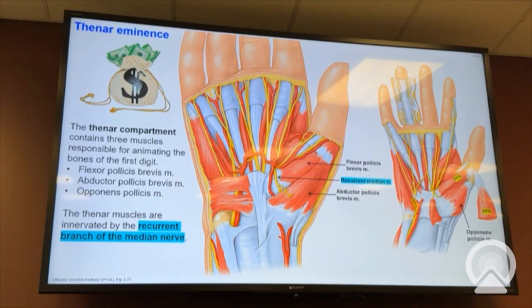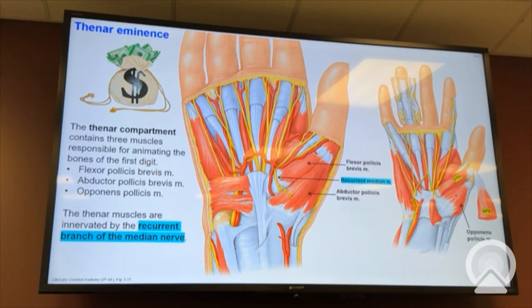And opponens, as you could deduce, is helping you with opposition of the thumb. So opposition is, remember, that combination movement with your thumb where you swing your metacarpal around and you can abduct and flex at the same time. So it's a big combination movement, so the pad of your thumb is facing your palm. So this is opposition. So we have a dedicated muscle for that as well.